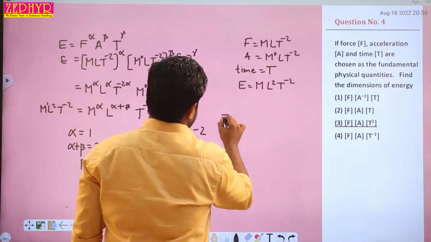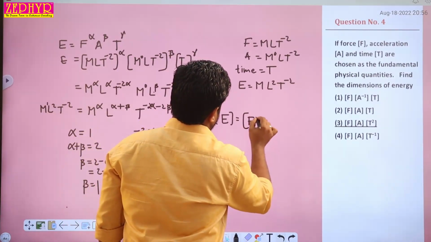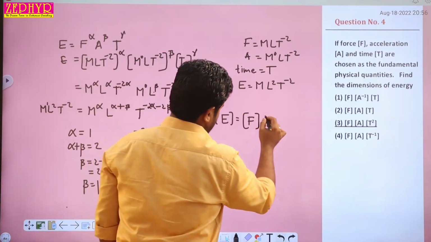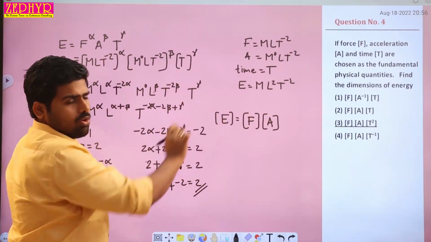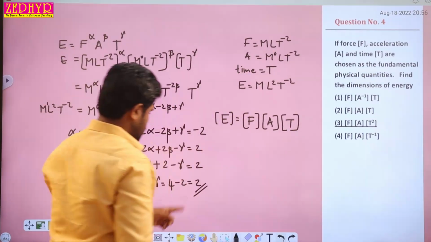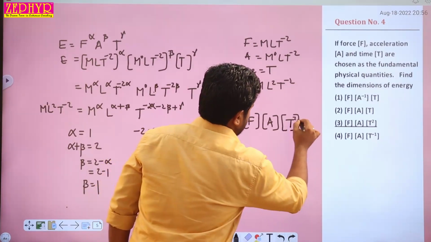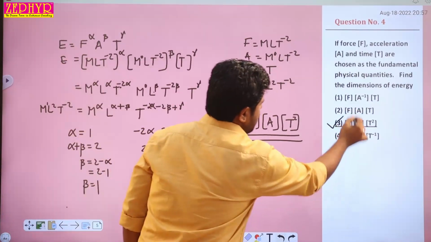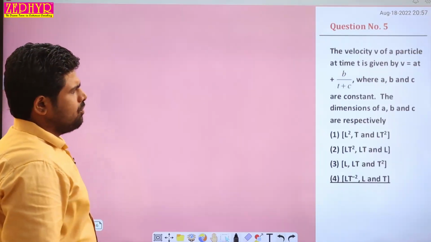So I substitute the alpha value, beta value and gamma value in this equation. So now energy E is equal to F raised to alpha value 1, so F raised to 1, or F, A raised to beta value 1, therefore A, then T raised to 2, T square. So this one is the correct answer. So here option 3 is the correct answer. Clear? Then question number 5.